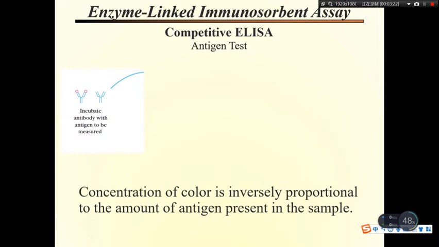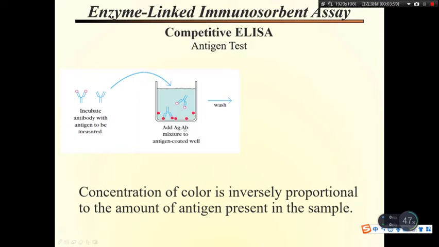Competitive ELISA. This type of ELISA depends on the competitive reaction between the sample antigen and the antigen bound to the walls of the microplate with the primary antibody. First, the primary antibody is incubated with the sample, and this results in the formation of antigen-antibody complex.